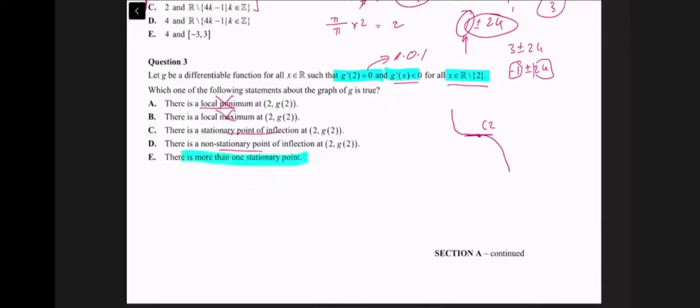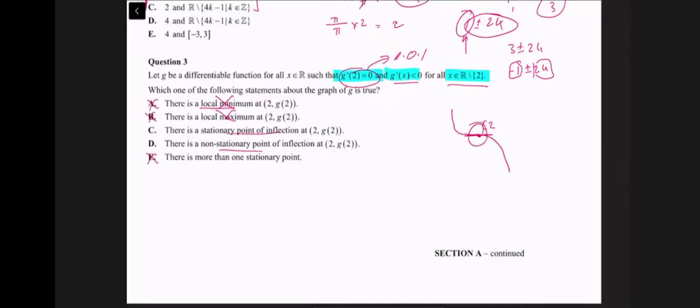So E could be true, but E cannot be true because this is the only point at which it's equal to 0. So there's only one stationary point. So it's definitely not E, and it's not A or B because we know this is a point of inflection.